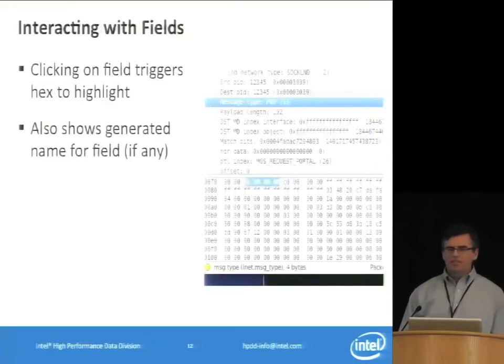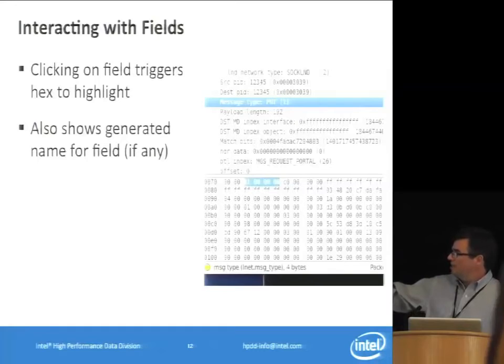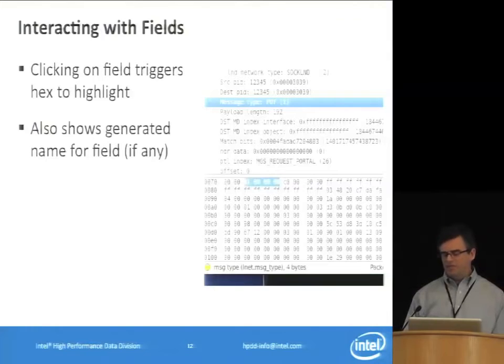Now, these aren't just textual fields that you can look at. You can also interact with them. One of the things you can do is click on it, such as I've clicked on the message type field for LNet here. And if you look down to the hexadecimal dump, it will highlight the bytes that were used to decode that field. This provides you with more information.